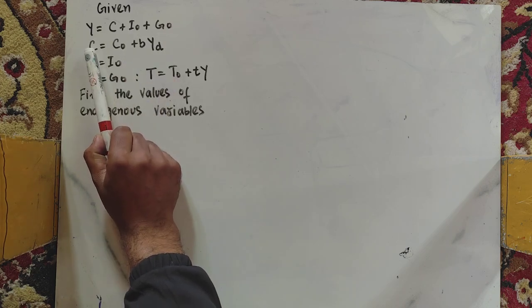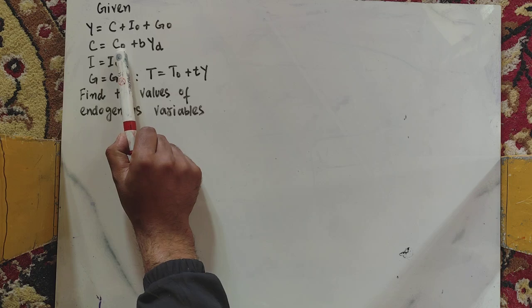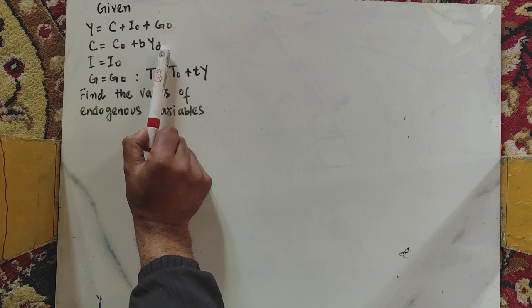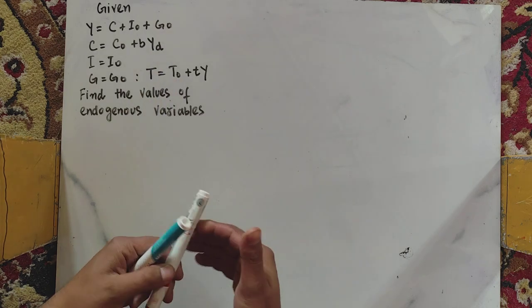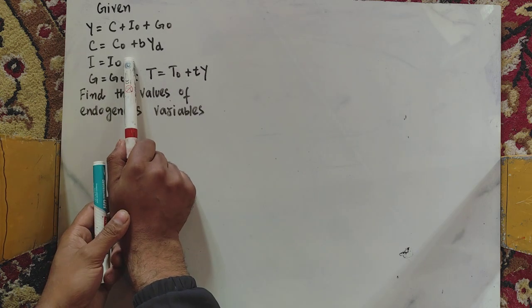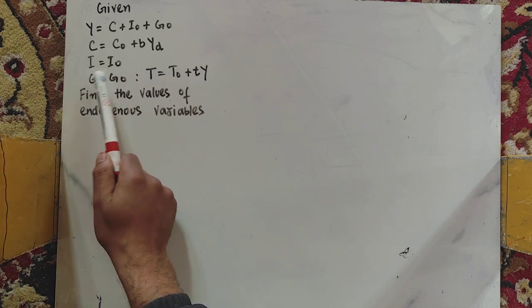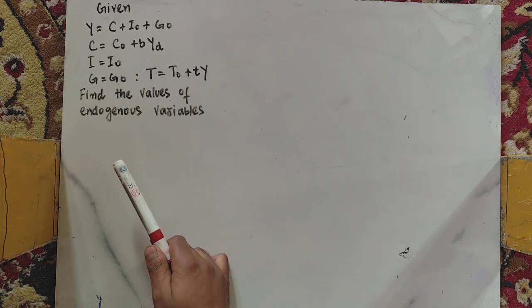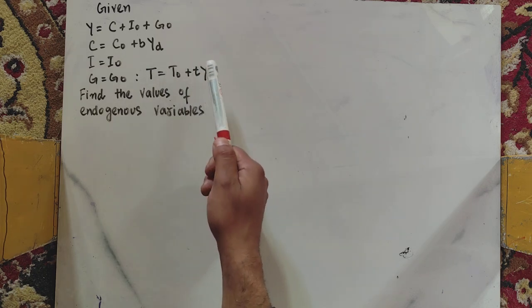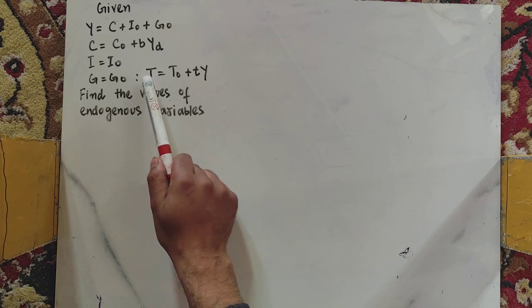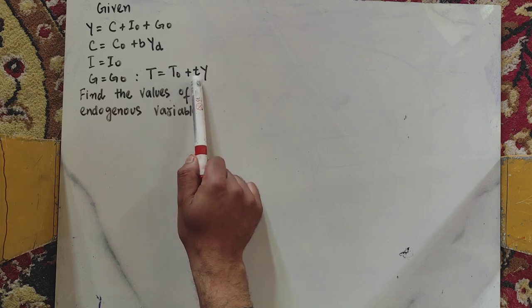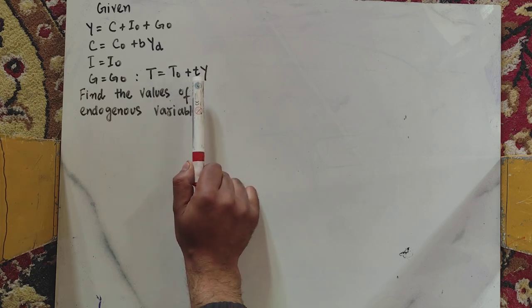That is, consumption is a positive function of disposable income, where C naught denotes the autonomous consumption when the level of income is 0. b is the marginal propensity to consume, and Y subscript d denotes the disposable income, the income that is left after paying the taxes. Here, investment is autonomous, that is exogenously given, and government expenditure is also autonomous. Tax revenue is a positive function of income. T naught denotes the lump sum tax, and small t denotes the marginal tax rate.